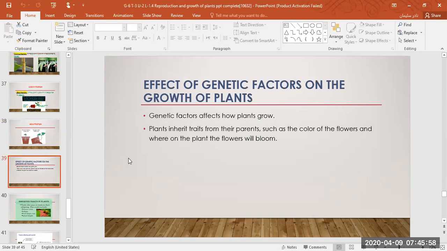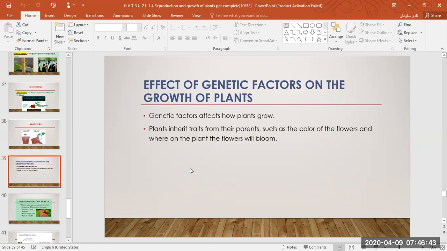Now, the last part of the lesson is about genetic factors, or how genetic factors affect the growth of the plants. As you know, plants are living things and they have genetic material. The genetic material of the new plant is from the parent plants. Okay, because during sexual reproduction, when we have two parent plants, genetic material from both plants is carried to the offspring, or to the new plant. So genetic factors affect how plants grow. What does this mean? This means that plants inherit traits from their parents.